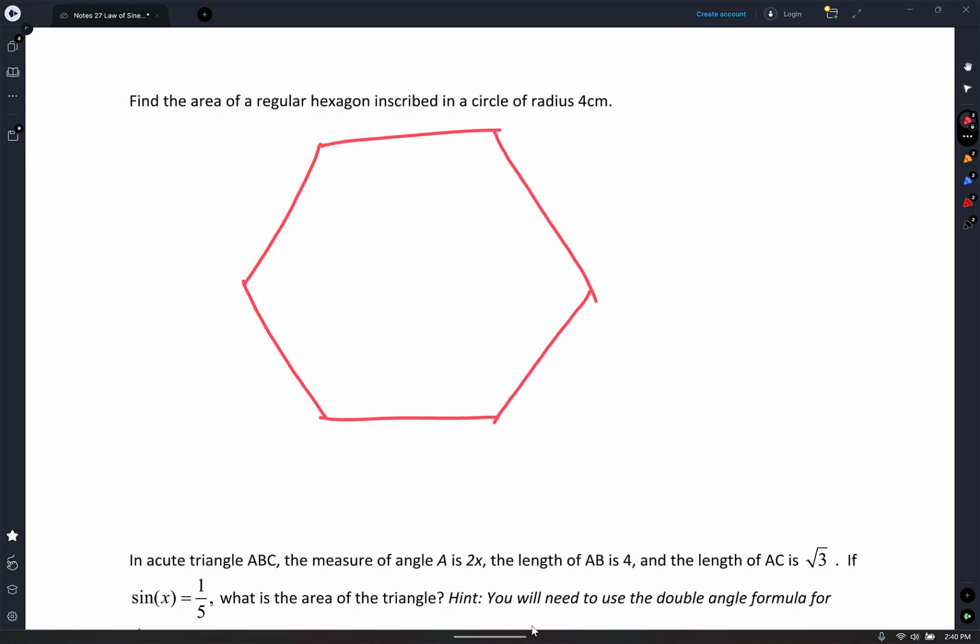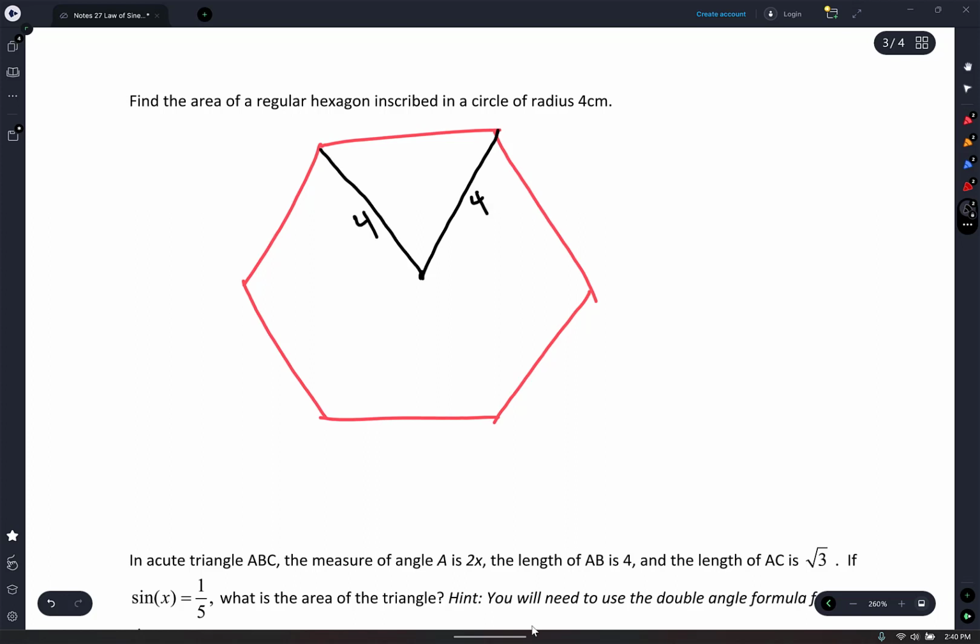You guys ready? Look at this. The radius is 4 centimeters. So from here, I'm just going to go, that's 4, that's 4. Come on, Morales, focus. So I want to figure out this area. How do I do it? I know, look how many triangles I have.